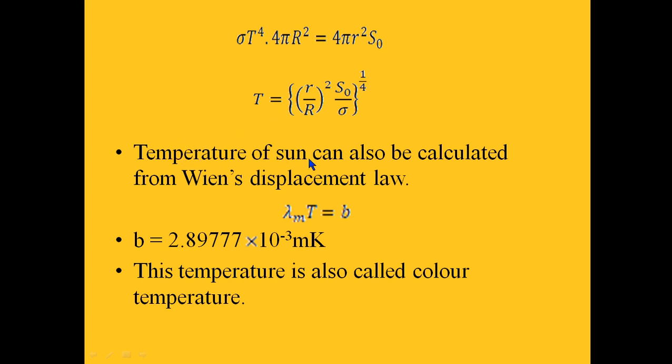Now this is how we calculate the temperature of the sun. Temperature of the sun can also be calculated from Wien's displacement law. Lambda m into capital T is equal to B, where B is Wien's constant. Its value is 2.89777 into 10 to the power minus 3 meter Kelvin. This temperature is also called color temperature, and lambda m is the wavelength corresponding to maximum emission.